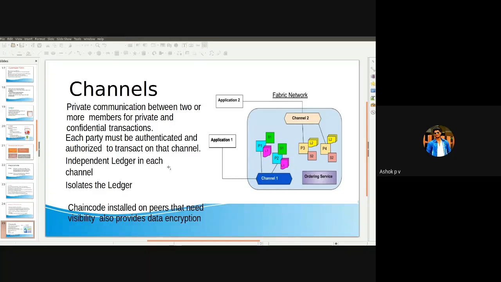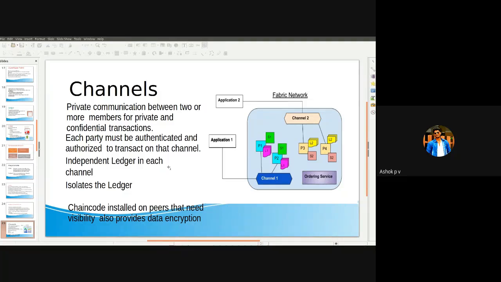We use these channels, but there's an internal network using Fabric. So each party using this would be authenticated and authorized to transact on the channel. If you see this application 1, it goes through channel 1, and it goes through P1, that is peer 1, the ledger 1, and the service 1. So we have this particular channel installed on the Fabric network. And even application 2 uses channel 2.